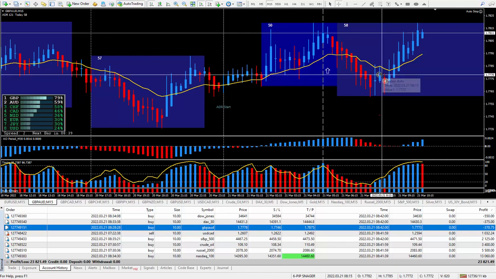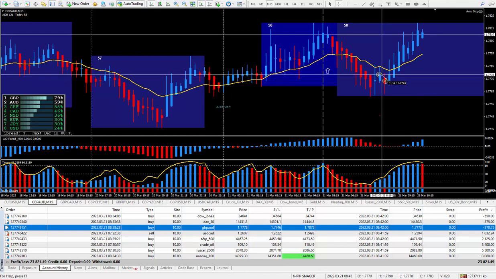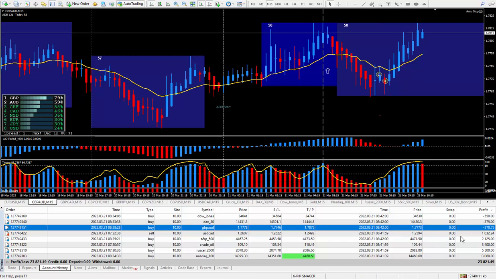But anyhow, as it turned out, when I closed everything out, looks like I lost 4 pips, and minus 4 pips is a negative $370. Okay, now we can get into the winners.